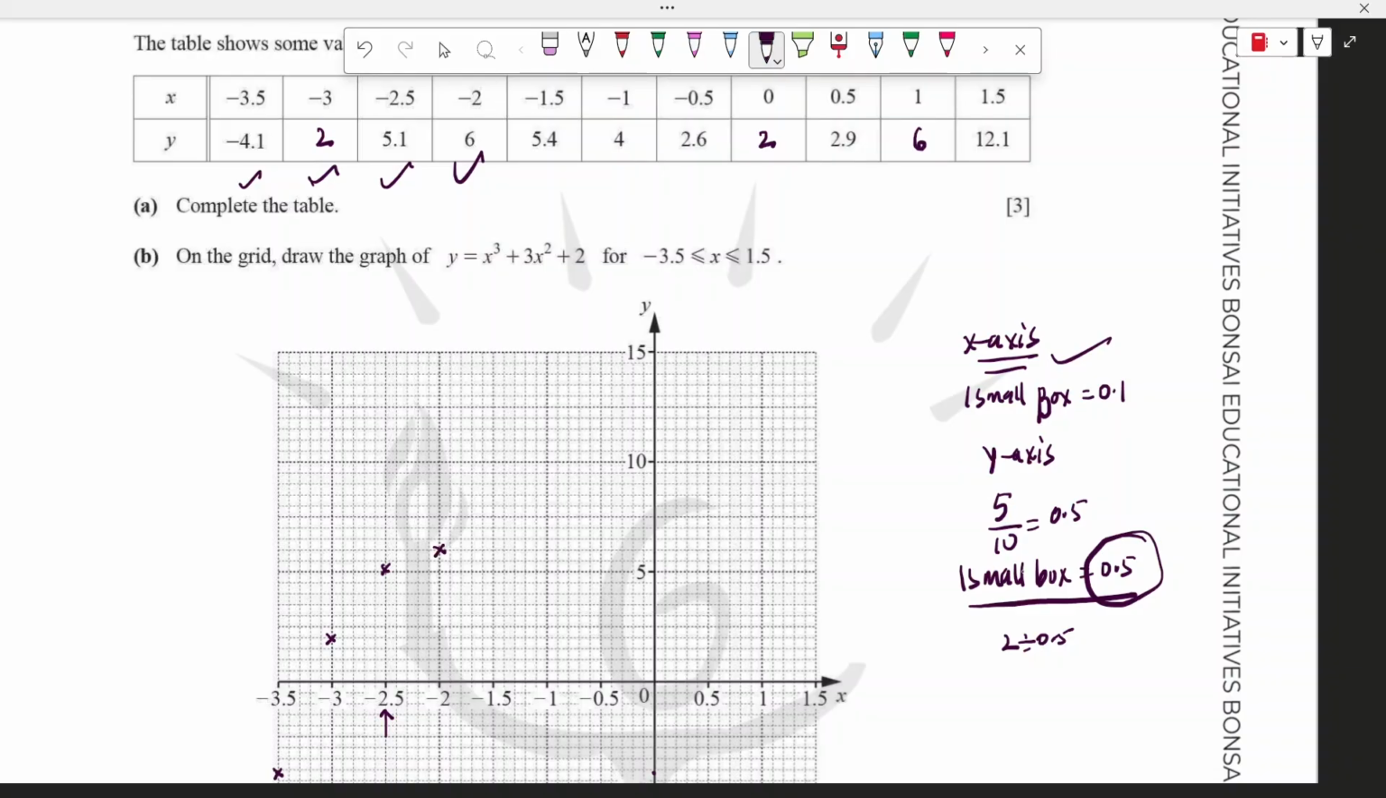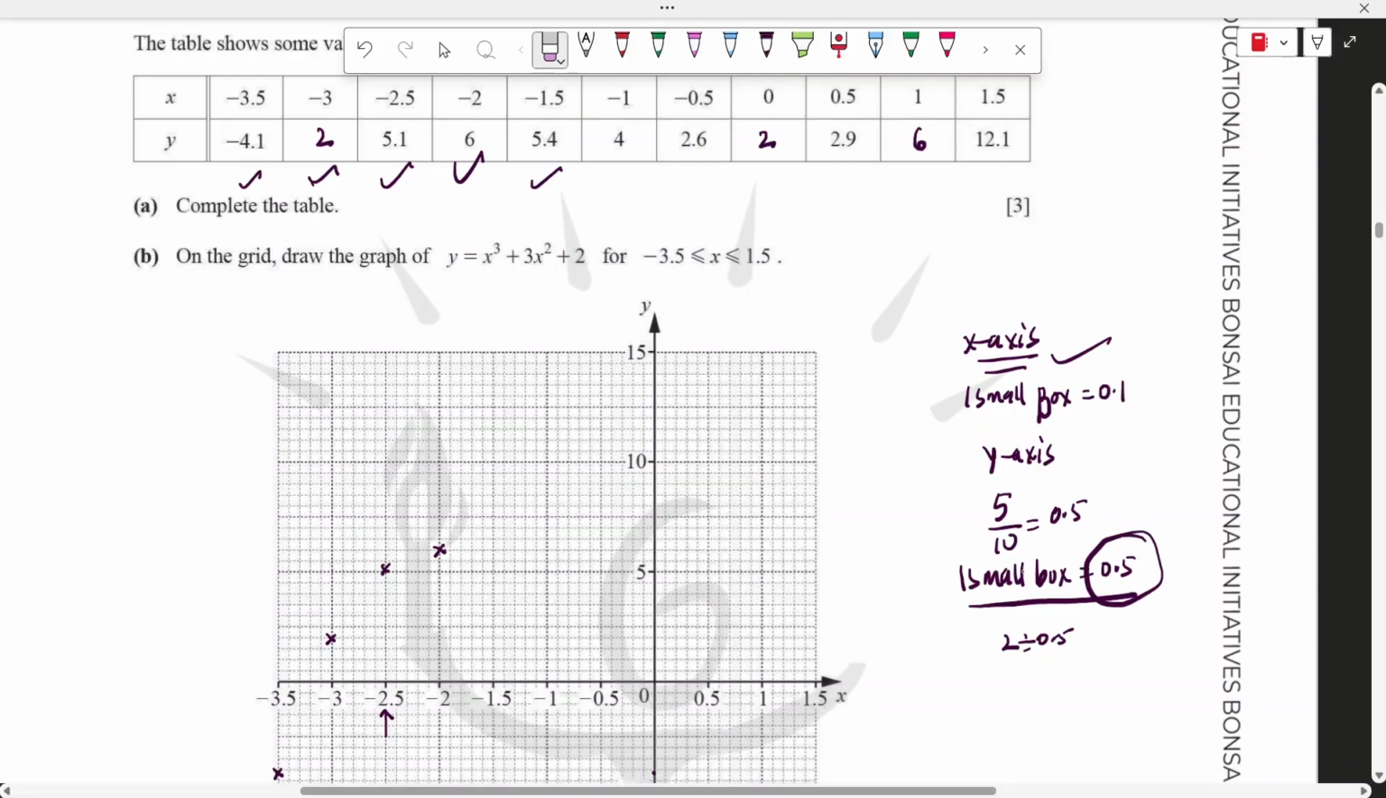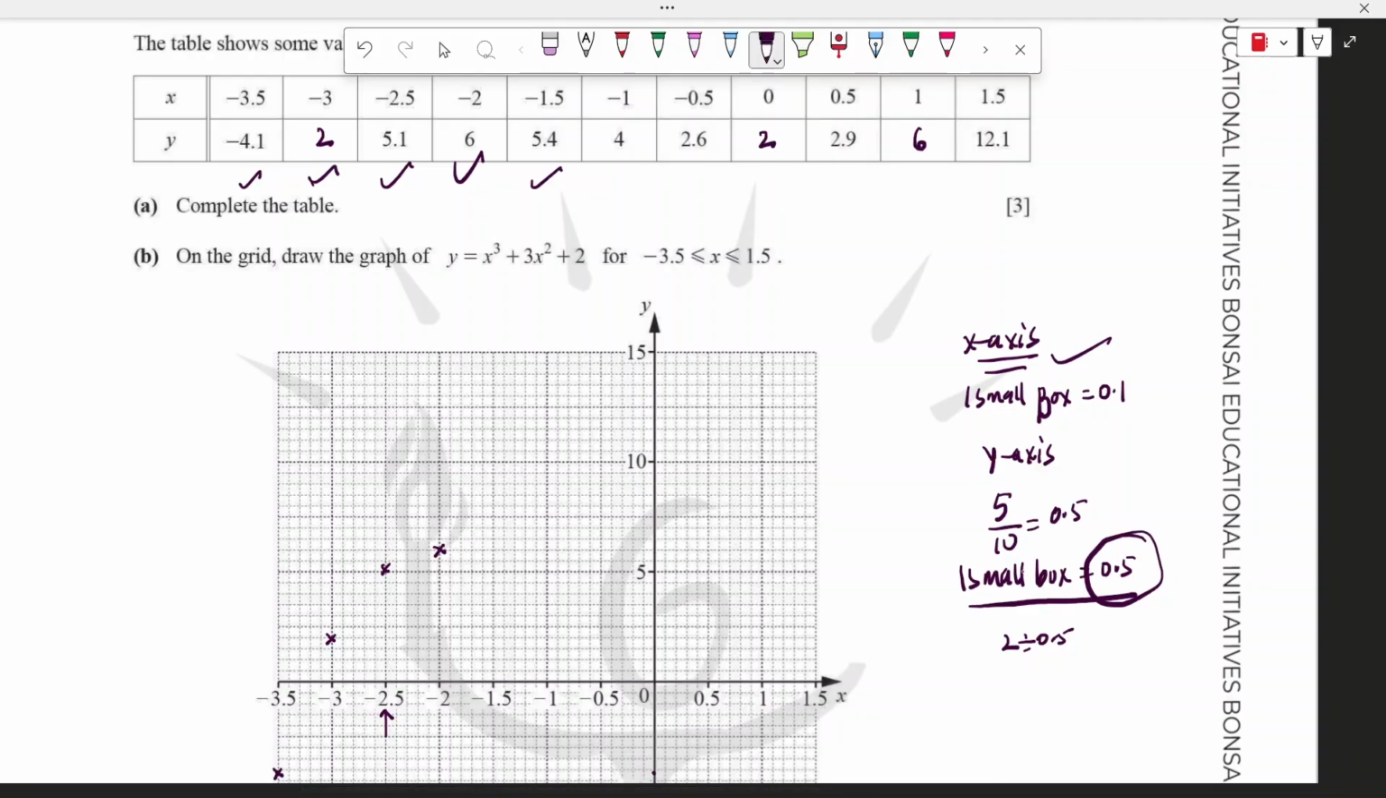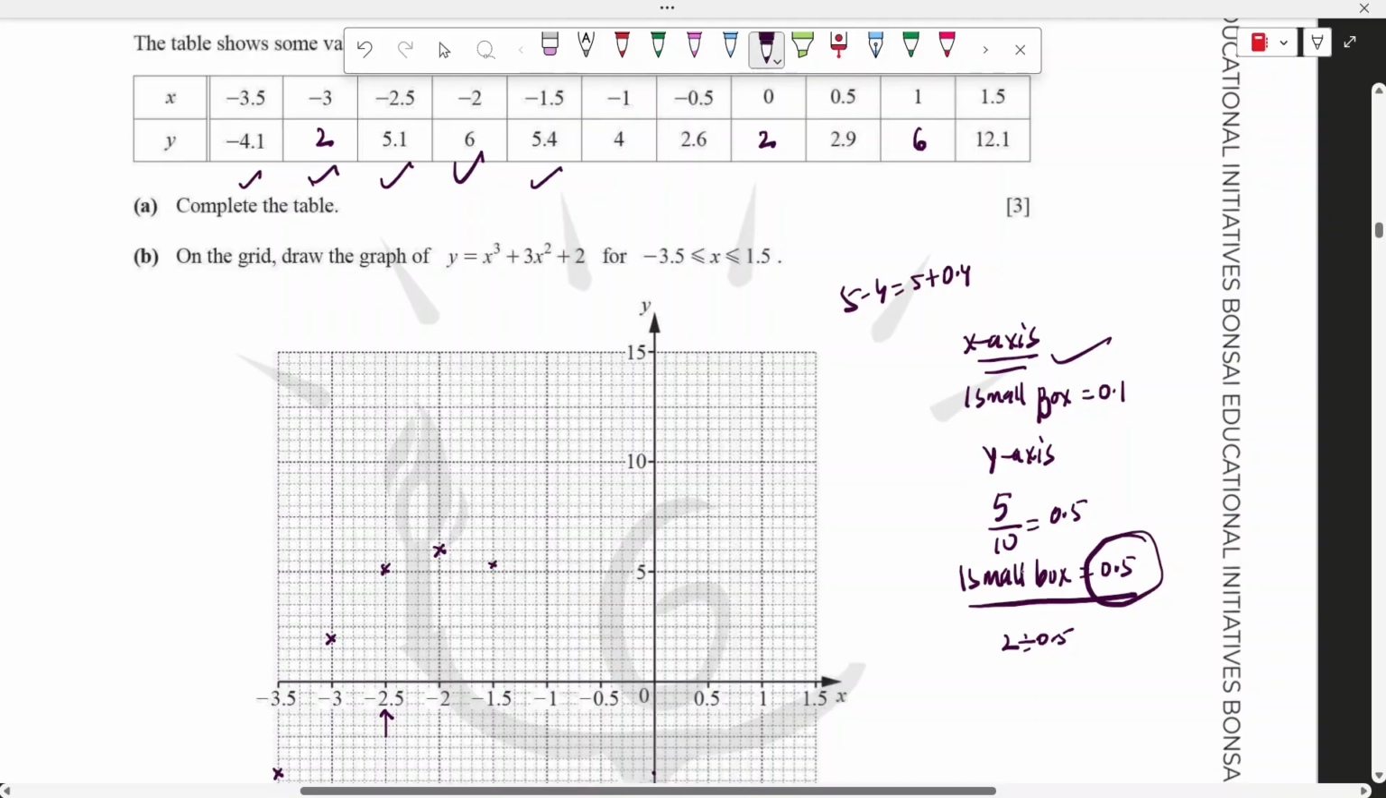Because 0.5 means if we take 2 boxes we are going to get 1. Next is minus 1.5 and 5.4. So 5.4 is here, because this small box is 0.5. If we are taking 5 plus 5.4, that means 5 plus 0.4, so 0.4 should be a little less than the first box. Okay, and we are done with this.